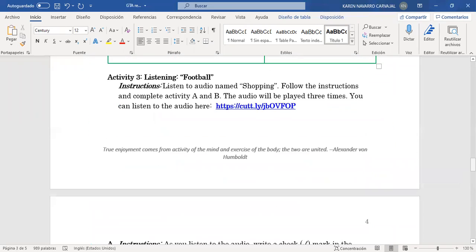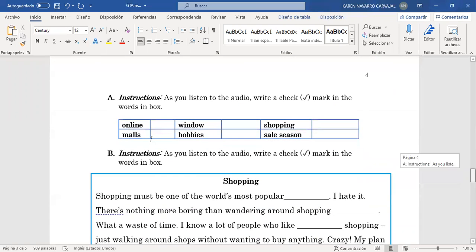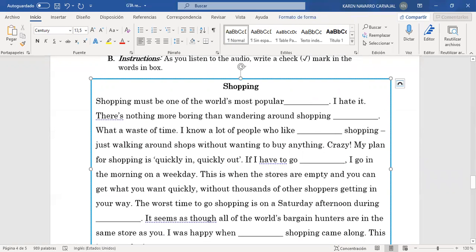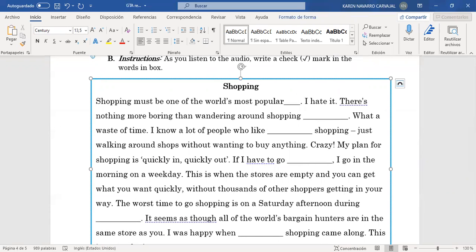So remember, the first time you listen to the audio, you write a check on the words that you can listen to. So you listen to the audio, you recognize if you are able to listen to these words, and then you listen for the second time and you fill the empty spaces with the words below, right? That's what you have to do. Okay, so depending on what you listen to, you can write the answer. That's just an example.